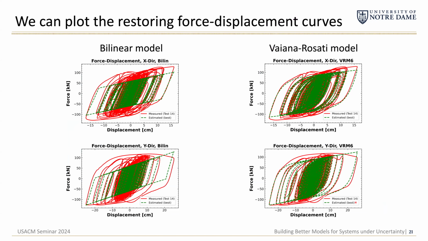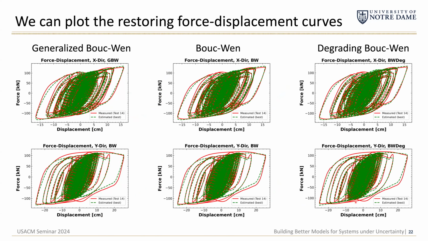However, we can look more closely at the maximum likelihood estimates, or MLEs, for these different model classes that we're considering. And we can see that the bilinear model and the Bayano-Rosati model don't necessarily present the best match. The Bayano-Rosati performs admirably, but maybe not the closest in terms of the observed behavior. But then if we look at our Bouc-Wen models, we can see that we have the generalized, the conventional or standard Bouc-Wen, and the degrading Bouc-Wen.